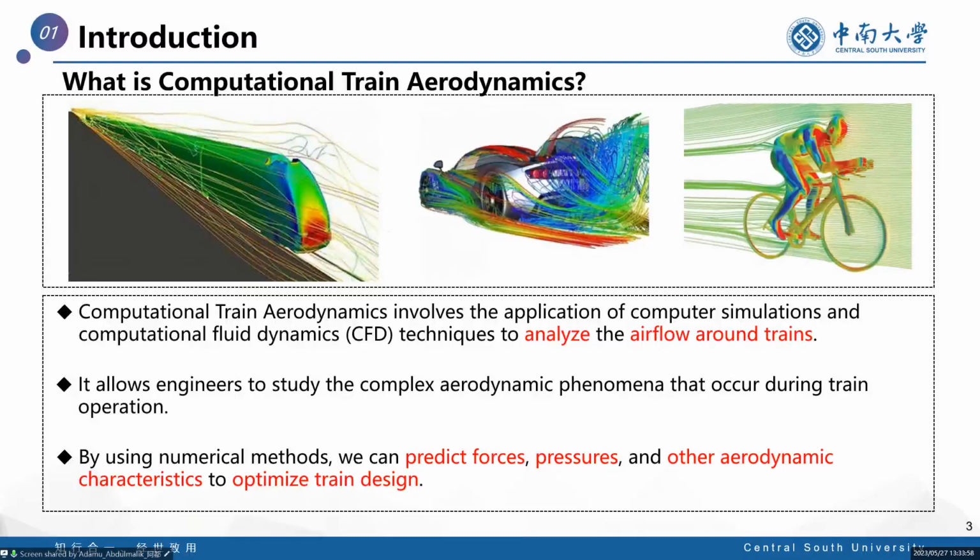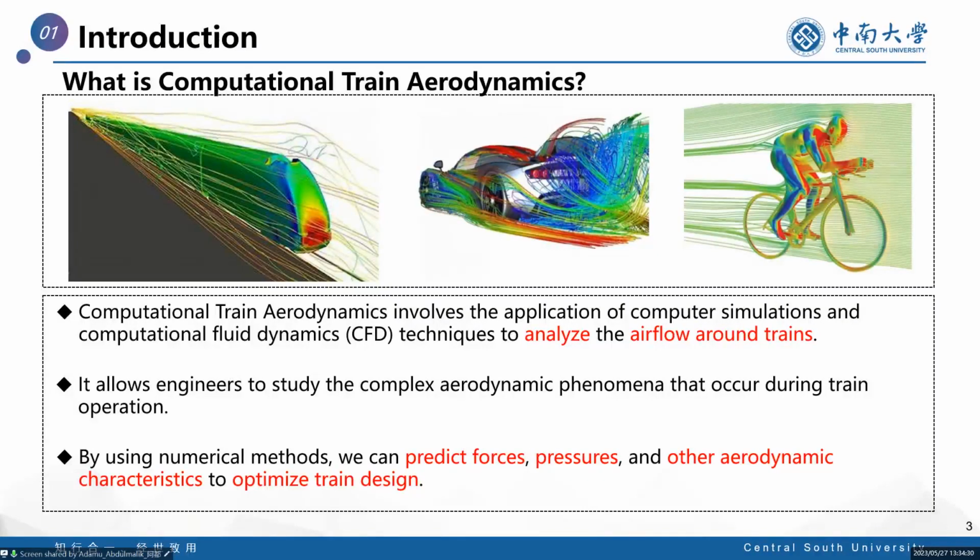Understand what is computational train aerodynamics, or what is aerodynamics first. Aerodynamics is the science or engineering that studies the contact between air and a solid body. This solid body can be anything: a train, cars, buildings, bridges, or any other thing.